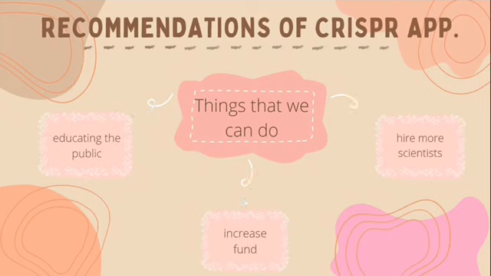Thank you. So I will be talking about the last point of the presentation, which is recommendations for CRISPR application. So what are the things that we can do in our country regarding CRISPR? CRISPR can be applied in Malaysia's agriculture sector in several ways. The first one is by educating the public about the importance of CRISPR and how it functions, as well as giving benefits to others.